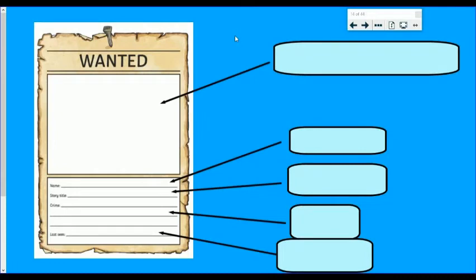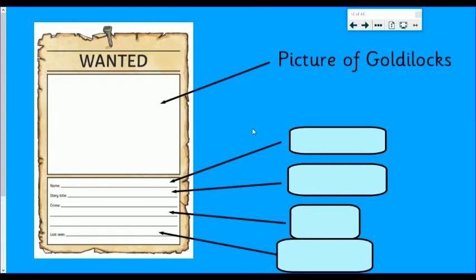Now, have a think. What do we need to include in a wanted poster? Let's have a look together. So the first thing that we are going to include on our wanted poster is a picture of Goldilocks, so that whoever looks at the wanted poster knows exactly what she looks like. So our pictures need to have the long blonde flowing hair and the green headband just like she does.